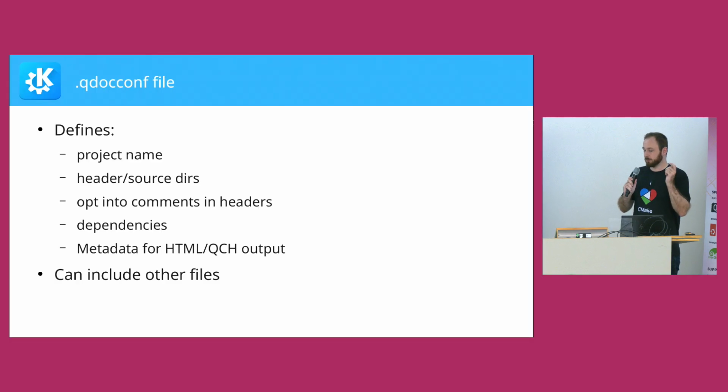Right now, the feature for QDoc to extract the comments from headers is behind an opt-in flag, so we need to opt into that in the QDoc.conf file. You also sometimes want to specify dependencies for the documentation of your project, and you can also provide some additional metadata to tweak the output of the resulting HTML documentation or the QCH help files that Qt Assistant can consume that can also be generated by this process.